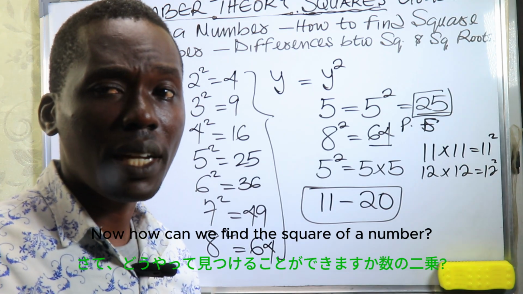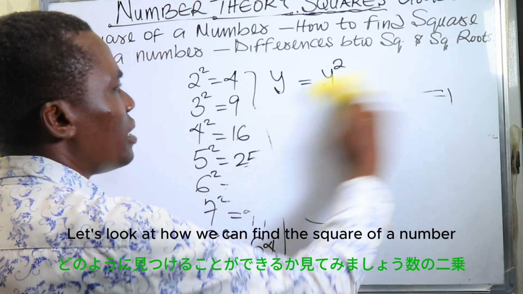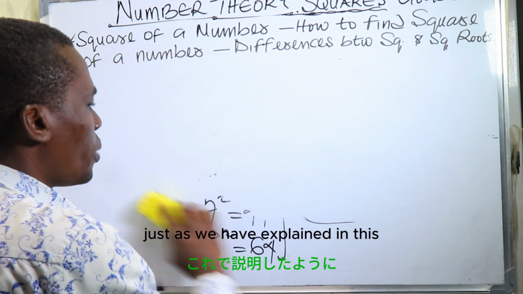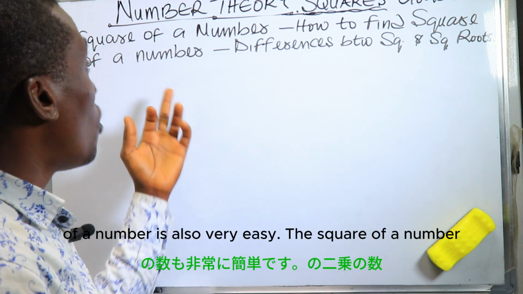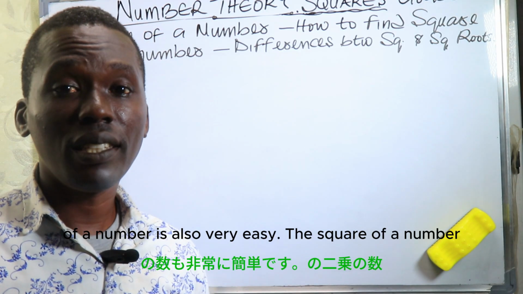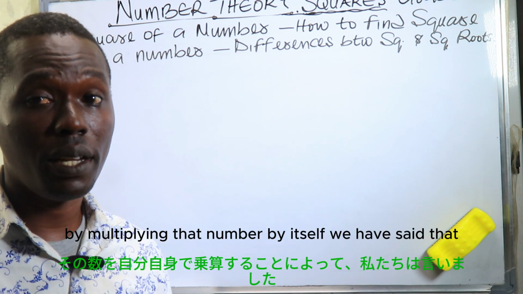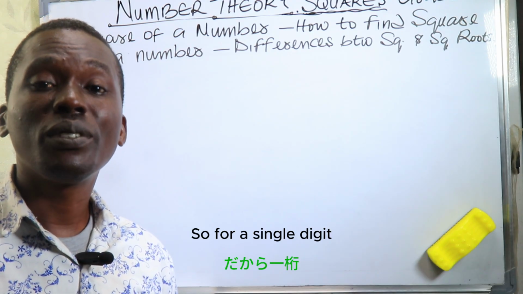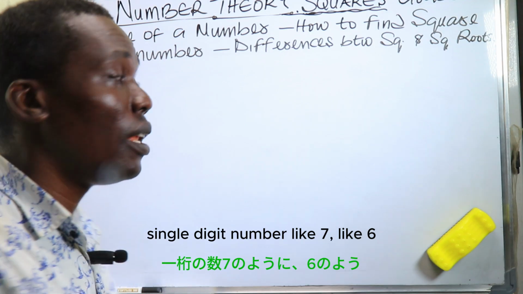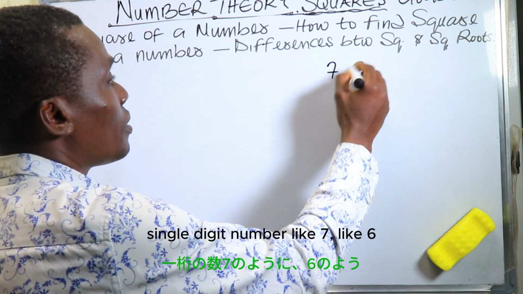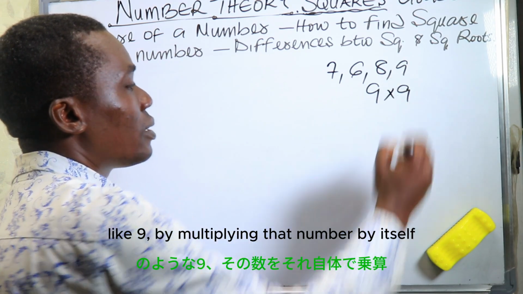Now how can we find the square of a number? Let's look at how we can find the square of a number, just as we have explained. Finding the square of a number is also very easy. The square of a number can be found by multiplying that number by itself. We have said that. So for a single digit number, you can find the square of that single digit number like 7, like 6, like 9 by multiplying that number by itself.